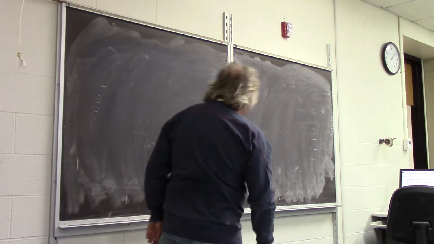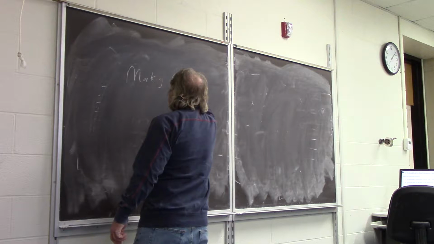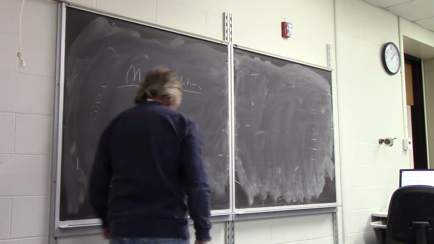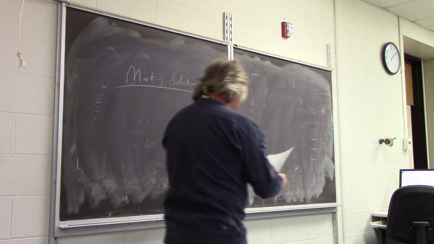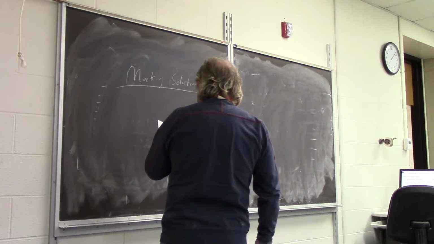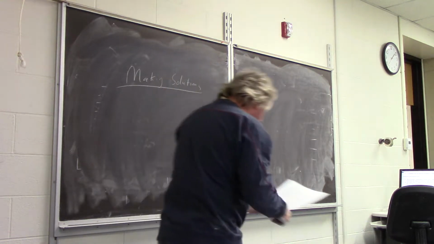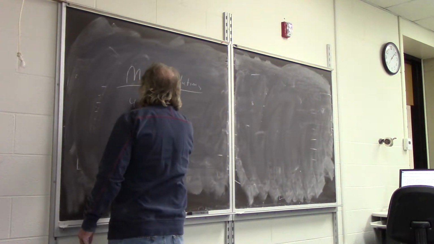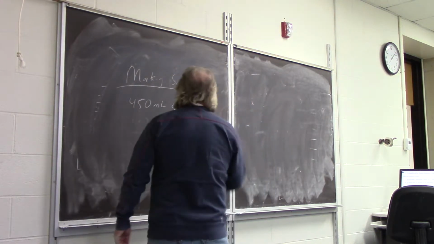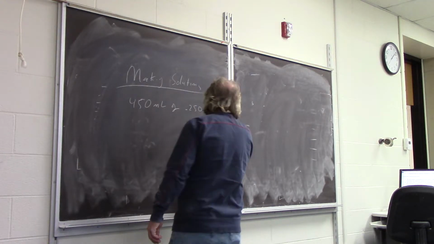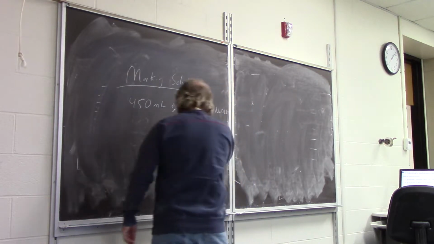Okay. Making solutions. All right, so this problem says, explain how you would make 450 mils of 0.25 molar solution, and that's the first part, then we'll do the next one. So I want to make 450 ml of 0.25 molar sodium hydroxide.